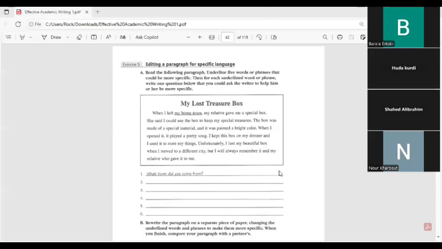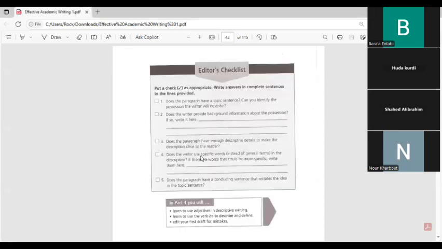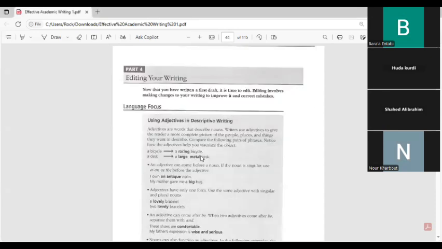So this exercise was homework last lecture, and we did it during the lecture, but it was just a chance for you to do it yourself. Actually, part 4, which is editing your writing, is so simple, so easy.